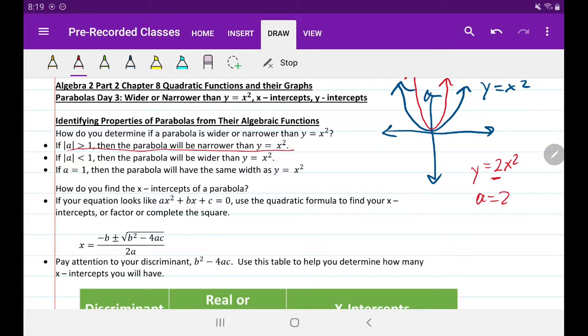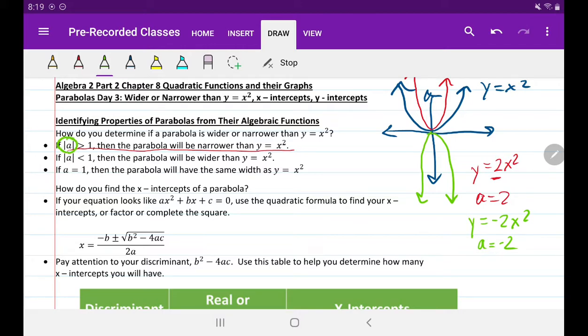And that's also true if it was negative. For example, we could have y equals negative 2x squared. In that case, a is negative 2, so it's going to open down, but it'll still be narrower than y equals x squared. So what you're looking at is the absolute value of a.